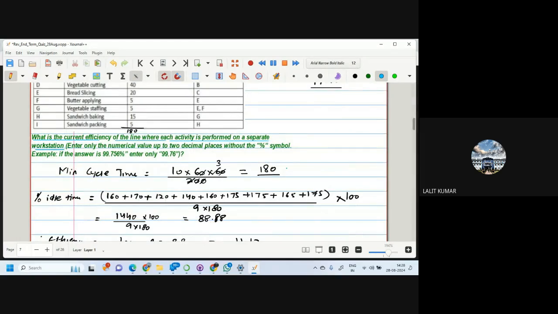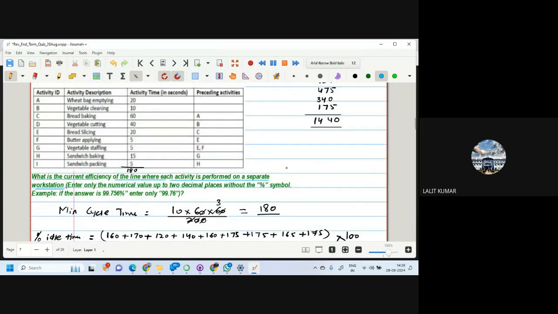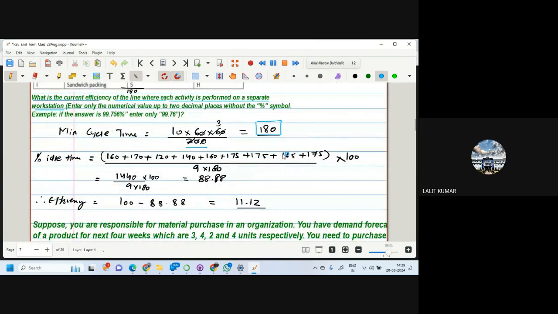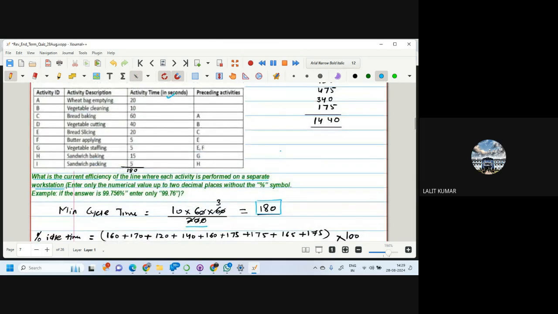So min cycle time, there is a 10 hours shift, and all this is in seconds. So you convert this in seconds, and so min cycle output is 200. So your min cycle time is 180. Now percent idle time is nothing. Either you can directly find the efficiency or percent idle time, that for each of these you find.